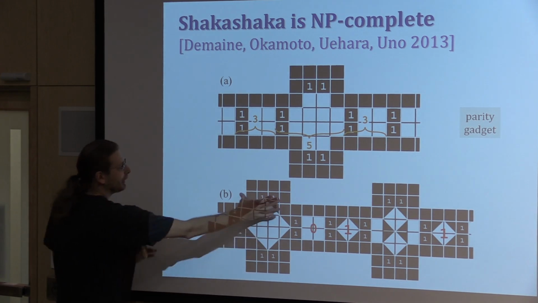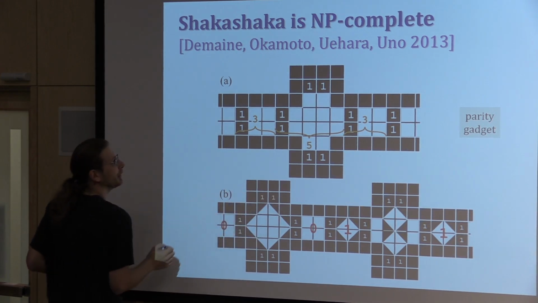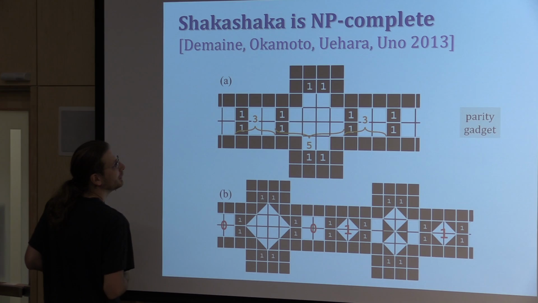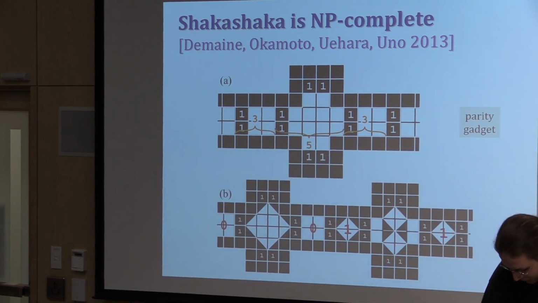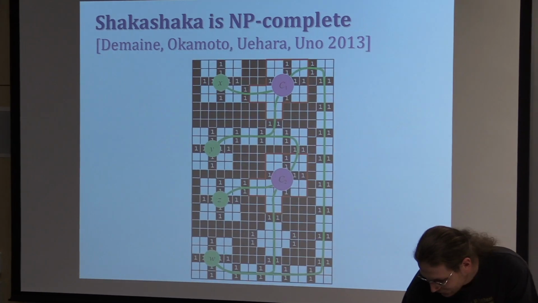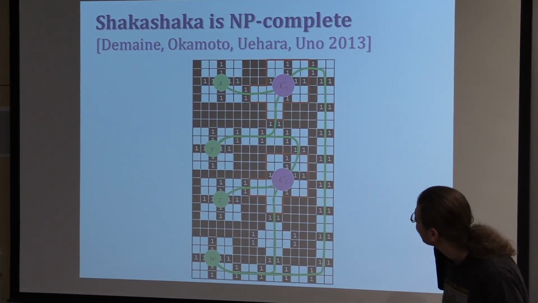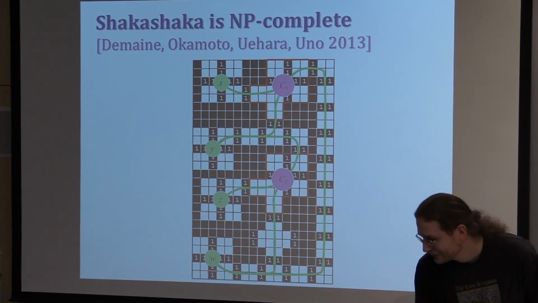And you count the total length. This is length 4, whereas most of the things are length 2, 3. Okay, so that makes me happy. Shift the parity, and that is Shakashaka. Here's an overall picture. We actually plugged some gadgets together. It was fun.